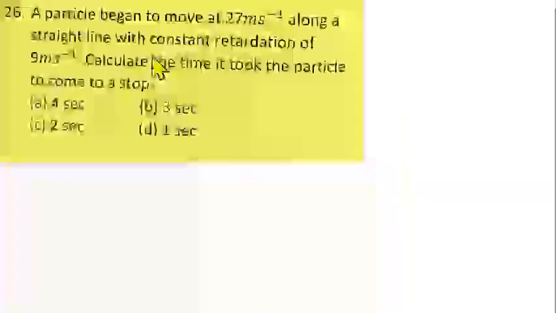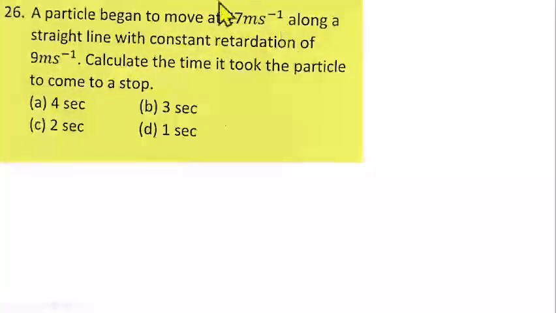Question number 26 is from motion on a straight line. That's rectilinear motion. A particle begins to move at 27 meters per second along a straight line with a constant retardation of 9 meters per second squared. It's not a velocity. That is a retardation, that is acceleration, negative acceleration.